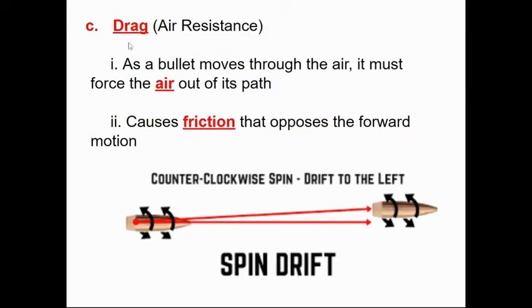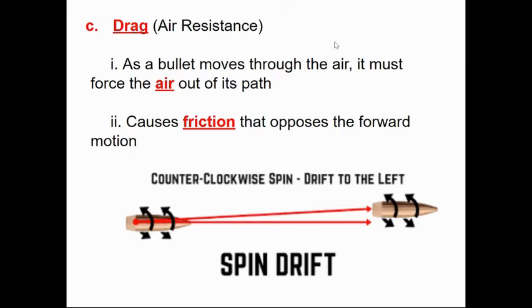All right, so this thing is traveling through the air. It's going to have friction. It's going to encounter air resistance. It's going to have molecules that are in its way, and that's called drag. As the bullet moves through the air, it literally has to force the air out of its path, and that causes friction. That is why a parachute is going to work.